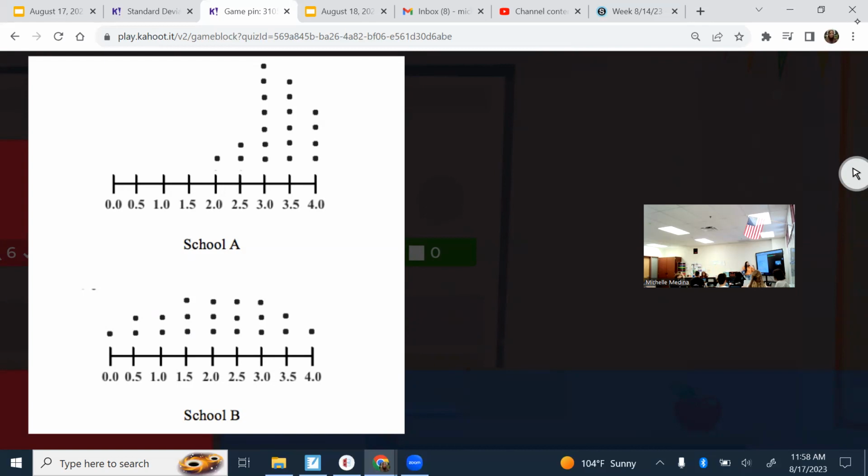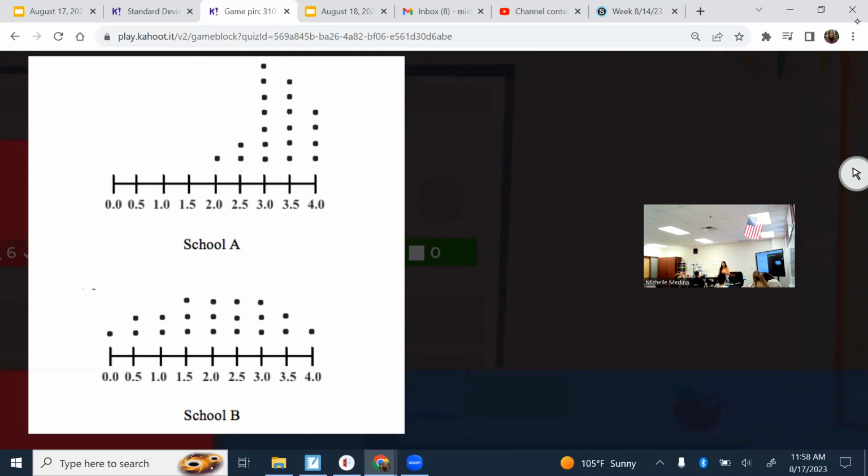So let's see. For A, both of the number lines start and end at the same numbers, but for A, all of their data goes from 2 to 4. Where school B, their data goes from 0 to 4. So which one is less spread out? A or B? So we would expect A to have a smaller standard deviation, does that make sense?